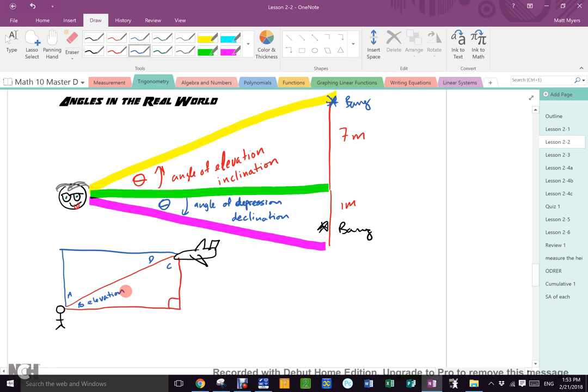Now, what letter represents an angle of depression? D. And only D. Why is this not an angle of depression? Because we didn't start at horizontal. Why is this not an angle of elevation? Because we didn't start at horizontal. But what do you know about the value of this angle of depression and this angle of elevation? They're the same.